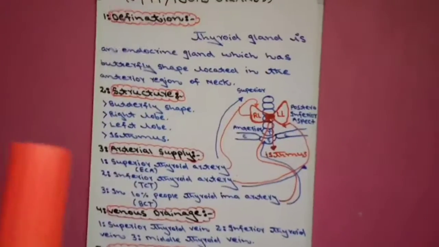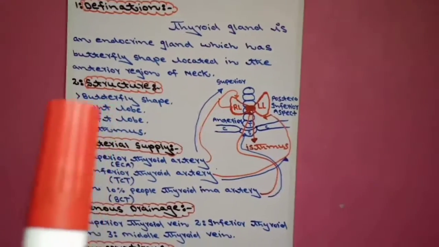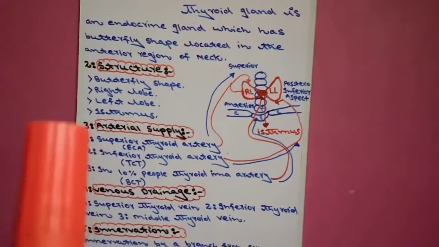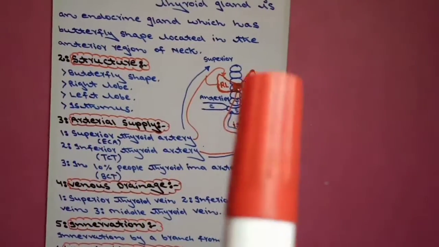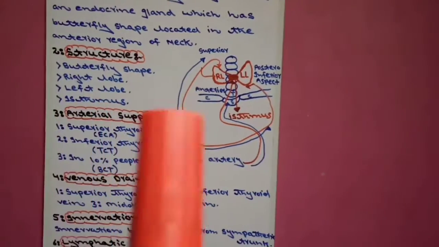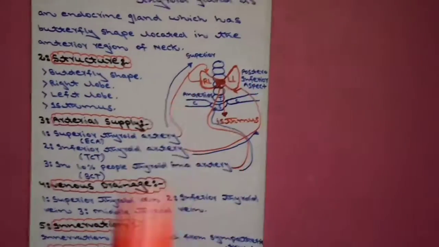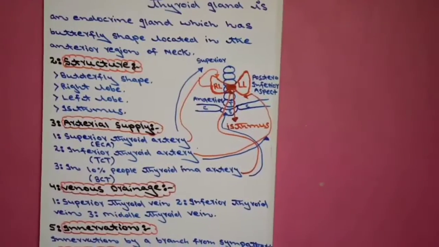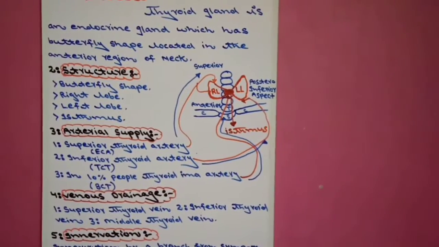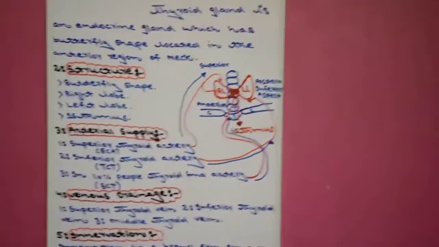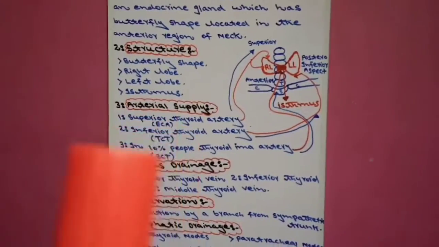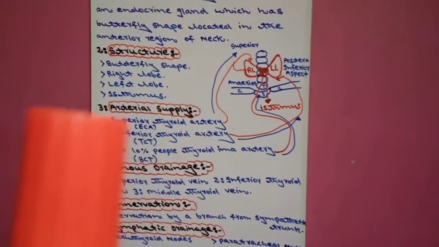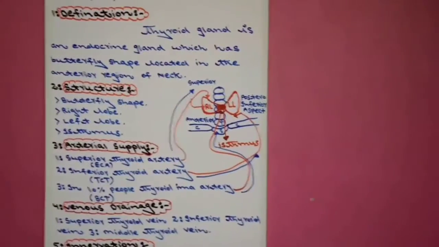Now in structure, number 1, thyroid gland is butterfly shape. Number 2, there is a right lobe. Number 3, there is a left lobe. And number 4, there is isthmus, which is present in the center, meaning the structure which connects the right and left lobe of thyroid gland. Now come to the arterial supply of thyroid gland.